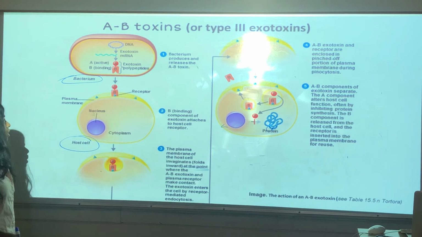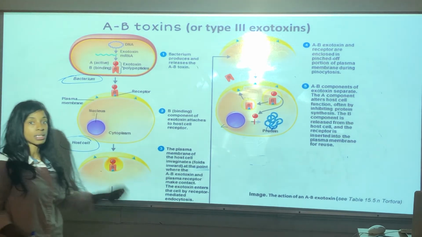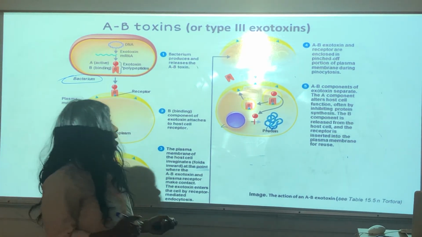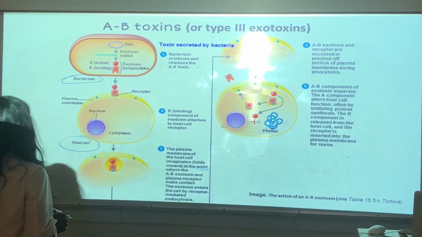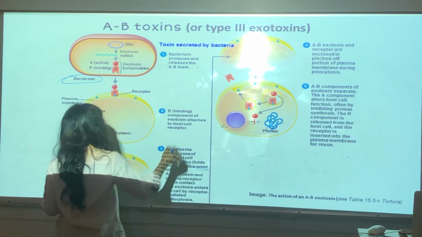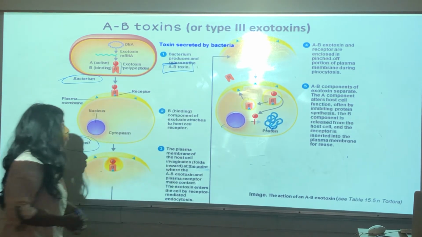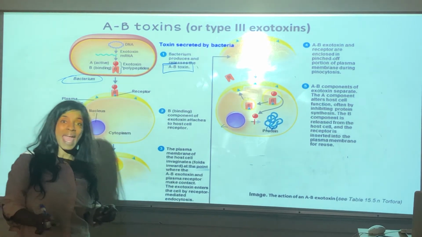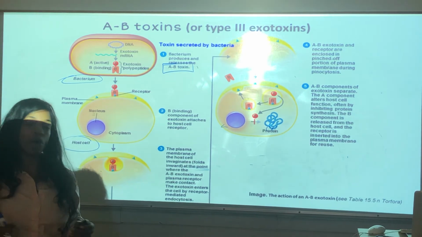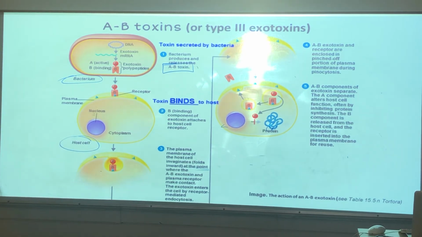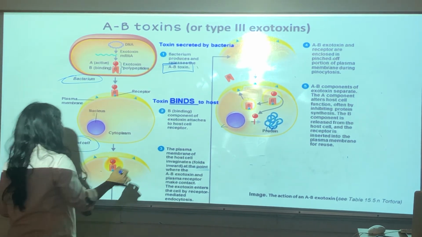The bacterial cell is going to make the toxin. They're the ones that are making the toxin, and this toxin is secreted by the bacterial cell. It is your type 3 toxin, or the AB toxin. The toxin AB has 2 components. The B component is for binding.